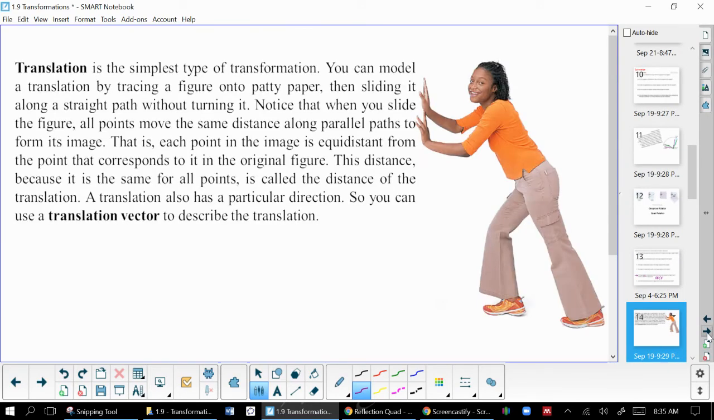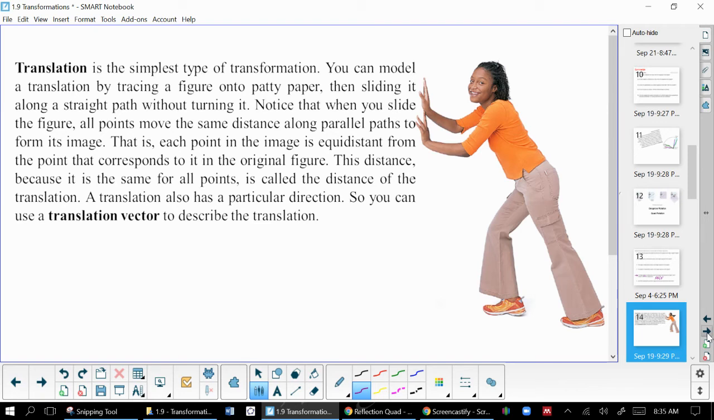Okay, our last one is a translation. I think all of you can read that one, no problem. So translation is the simplest form of transformation. You can model it by tracing a figure onto patty paper and sliding it along a straight path with no turning. You've called this a slide transformation before. They want you to notice that all of the points travel the same distance and along a parallel path. And that distance they travel is called the distance of translation.